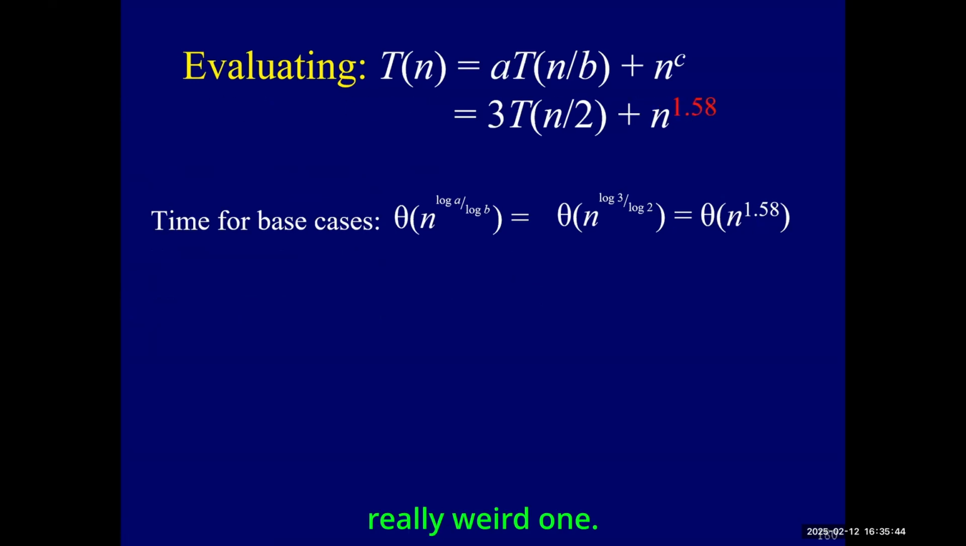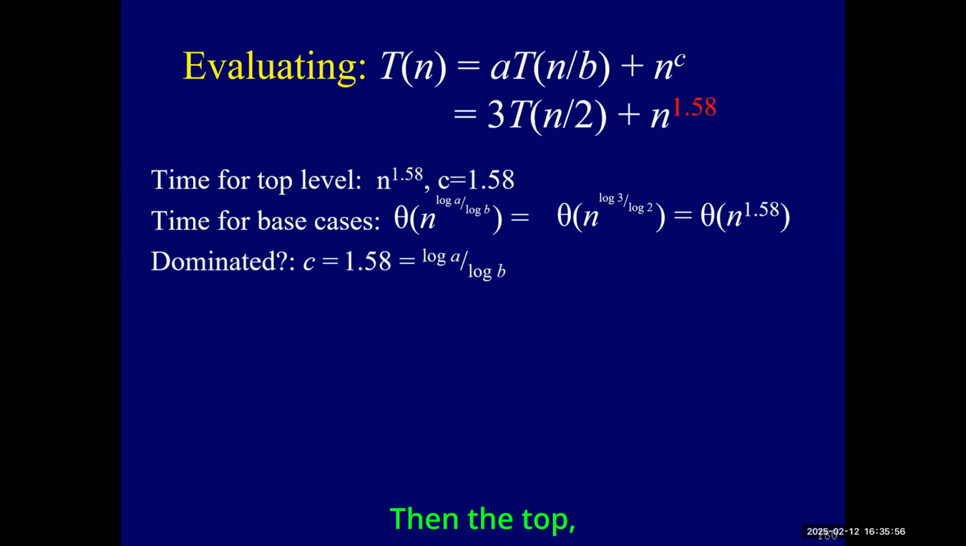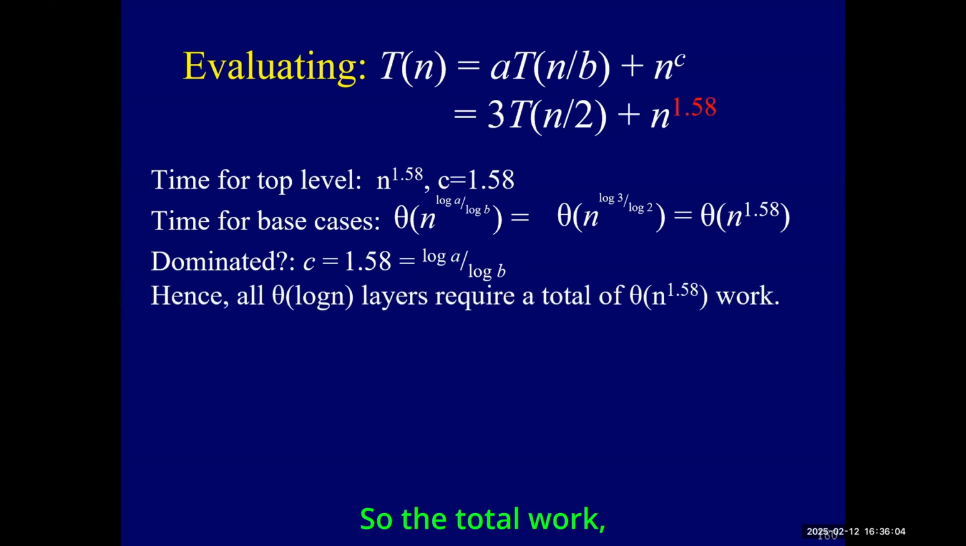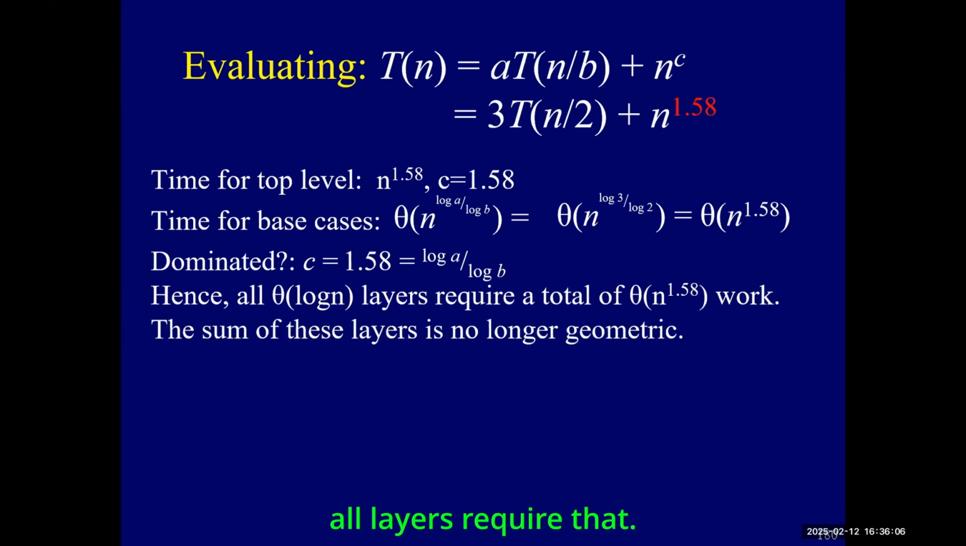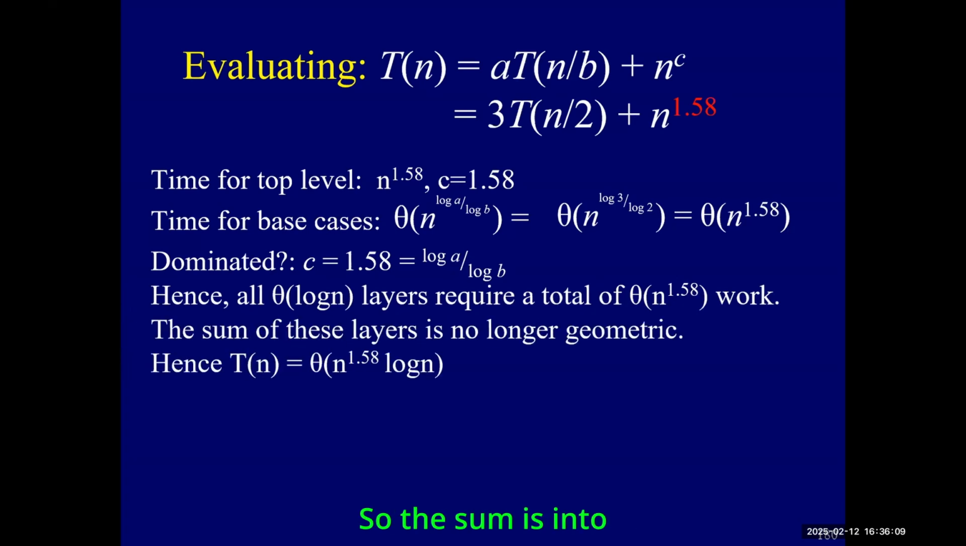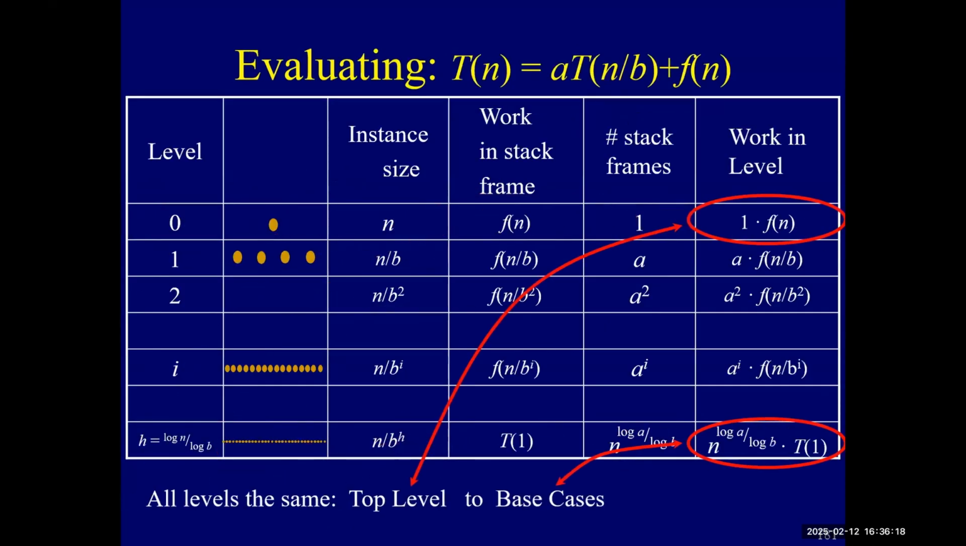Now let's do a really weird one. Let's say for some weird reason, I just happen to do n to the 1.58 work. Then every level is going to be n to the 1.58. So the total work, all layers require that. So the sum is n to the 1.58 times log n. Does that make sense?